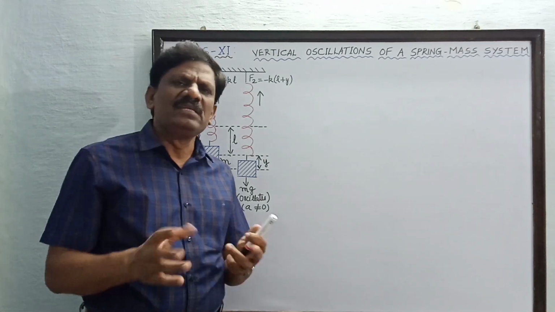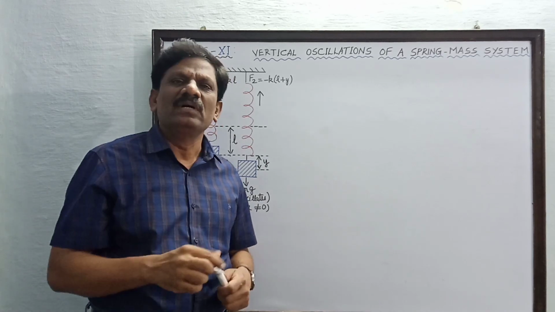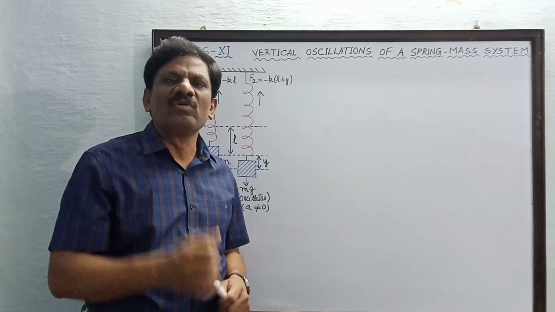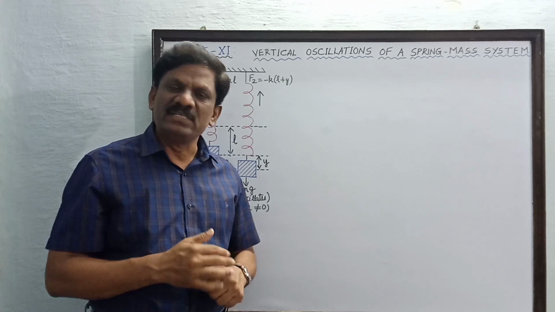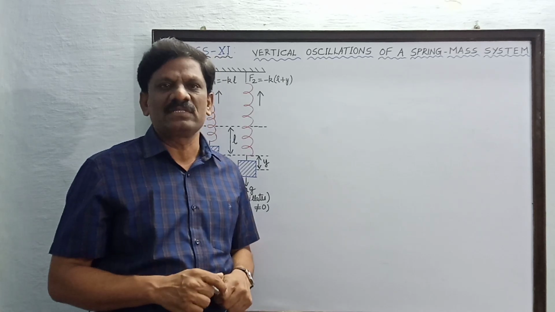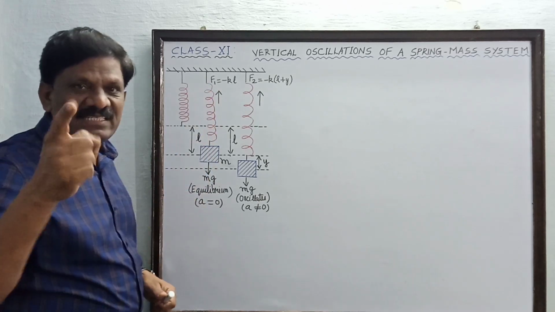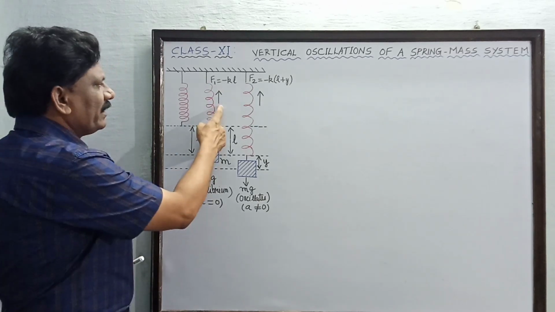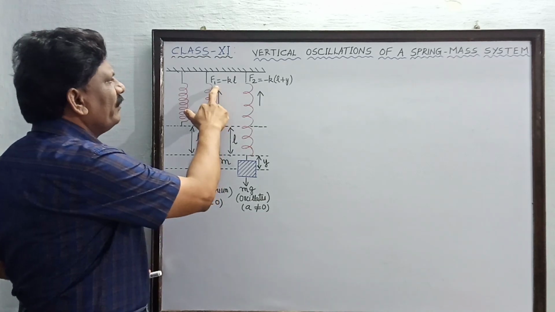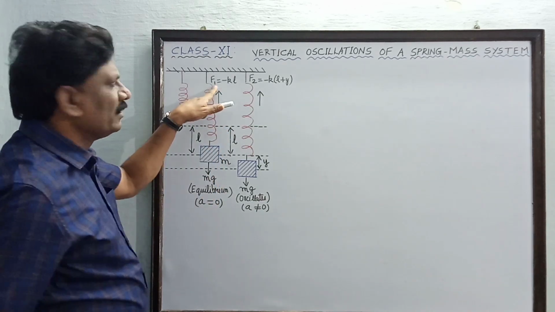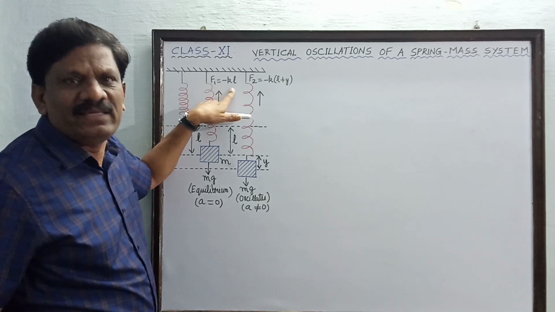Okay, suppose if you remove the load again, the spring has to go back to its original position. The force responsible for that is called the restoring force. So I have shown in the second picture, the restoring force is developed in the spring in a direction opposite to that of the weight. Is it not? So I have indicated it by F1. Okay, F1 is equal to minus KL.